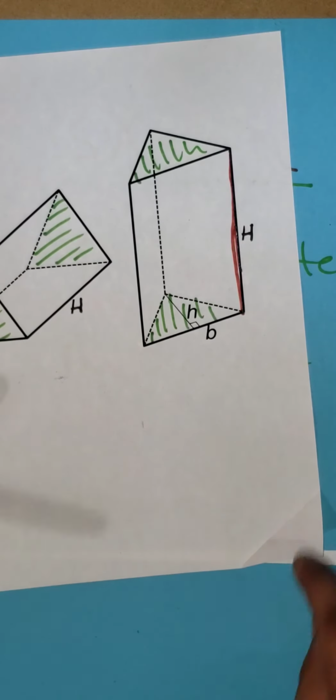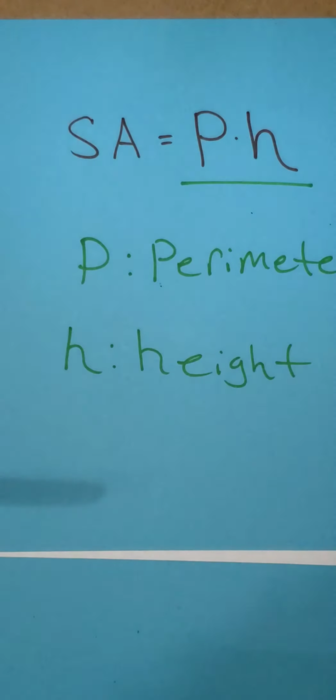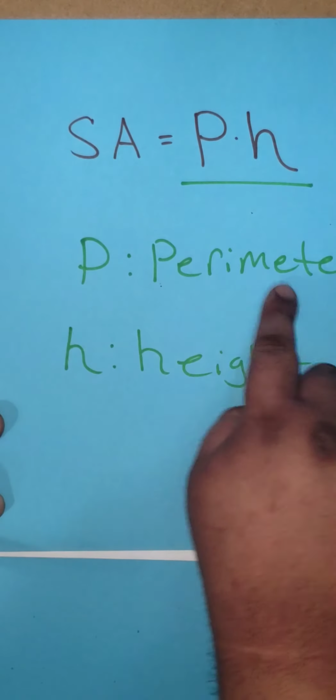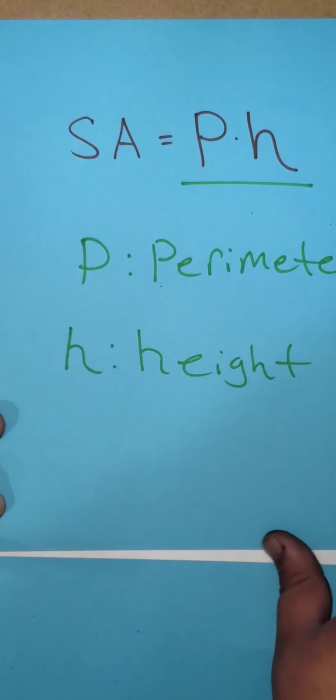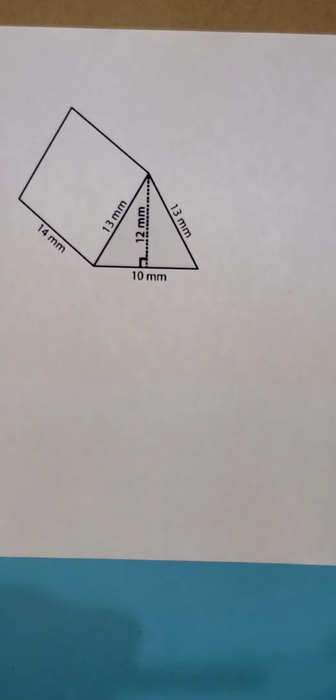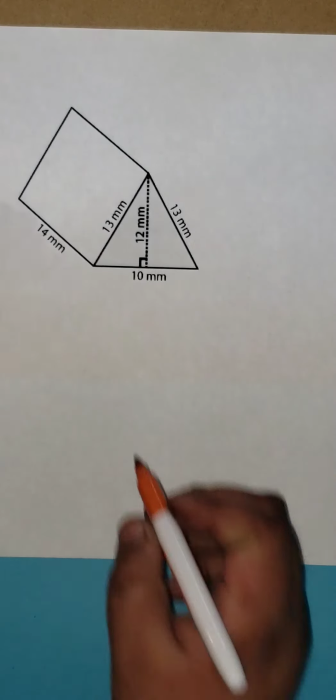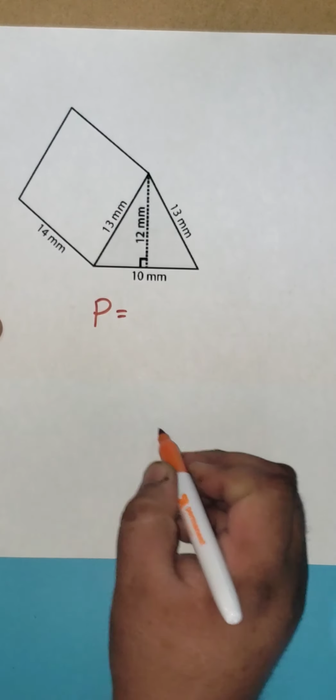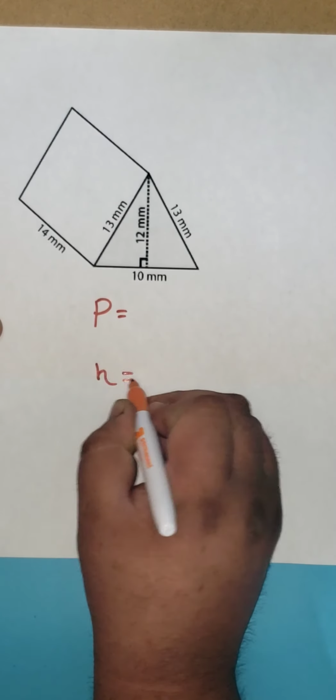So let's take a look at examples, guys, that I have for you today. And again, before we get started, remember the formula, guys. The formula is P times H, where P is the perimeter of the bases and H is the height, okay? So now, here we go. Again, guys, take a look at the example. The first thing we need to do is identify what is my P and what is my H, okay? So let's start off by writing down P equals, leave a little bit of space, and we're going to write H equals.